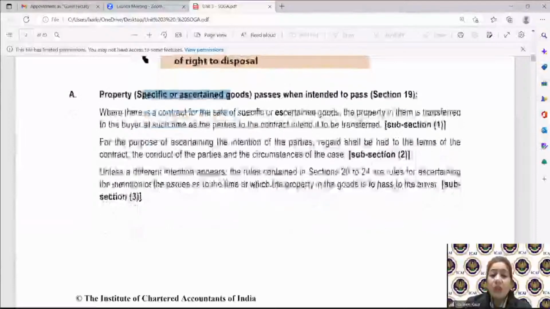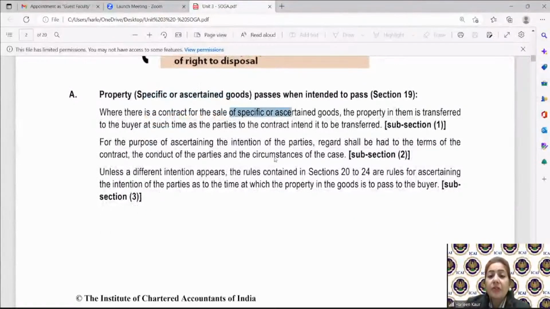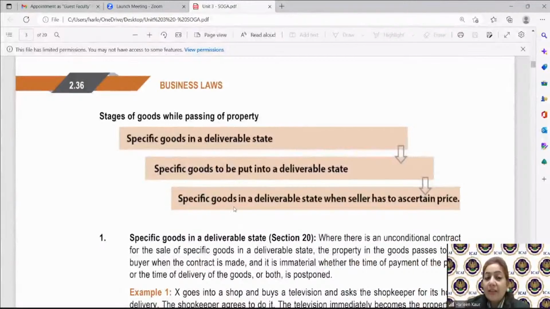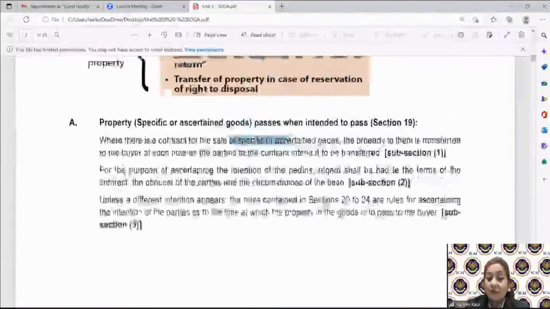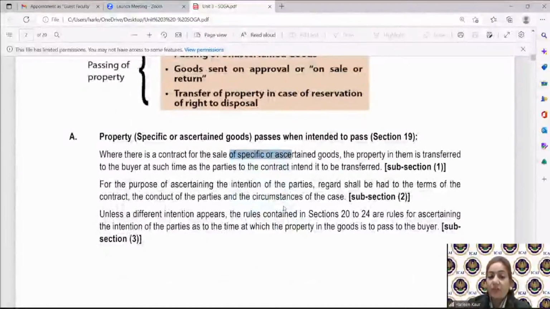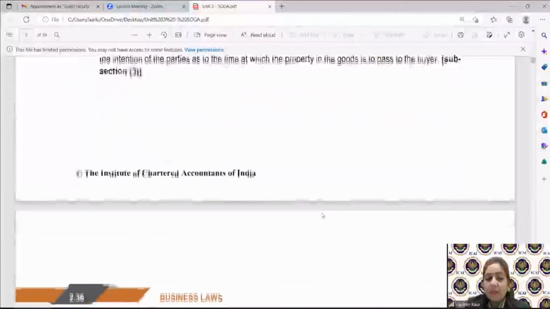So in case the contract is for the specific and certain goods, here the property in the goods passes immediately. You don't even have to wait for anything. You have to see whether the goods are in deliverable state or they are to be put in deliverable state, or when the price needs to be determined. Again, this specific goods category is divided further into 3 sections. 3 cases, 3 subsections have been defined. We will not read the subsections, otherwise we'll get confused. So we simply come to the analysis.